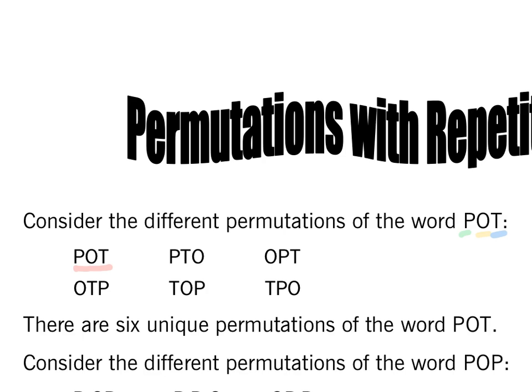pot, and then if we stay with P being the first letter and just switching the next two, we have PTO. If we put O as the first letter, we have OTP or opt. And if T is our first letter, we have top or TPO. So as a total, there are 6 different arrangements of the letters in the word pot.